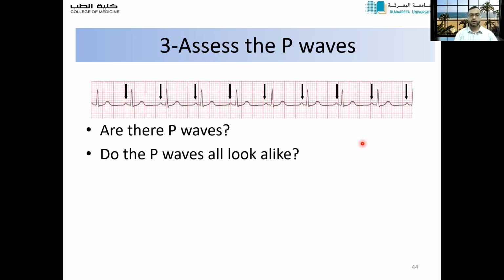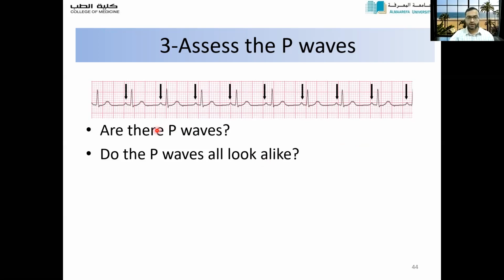First of all, why do you ask the first question, are there P waves? You remember the strike criteria? We are analyzing the rhythm, the normal sinus rhythm. And the first criterion for the normal sinus rhythm is that the beat should originate in the SA node.